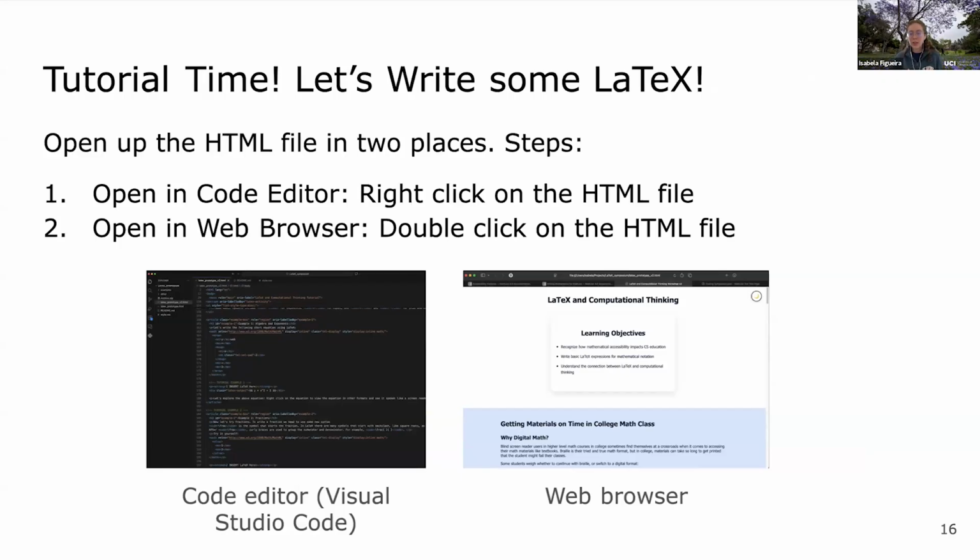To open the HTML file on your web browser, double click on the HTML file. And then you should have downloaded the style.css file. You can ignore it, don't open it. It just downloads and makes the web page look pretty. All right, I will do it myself.